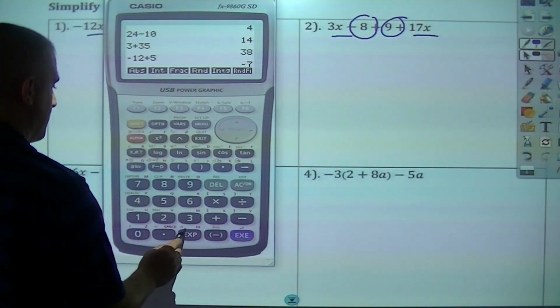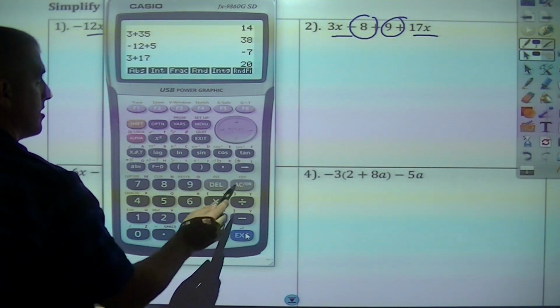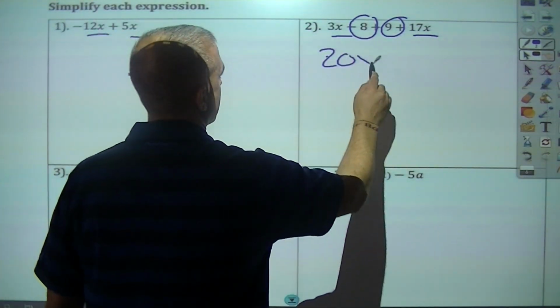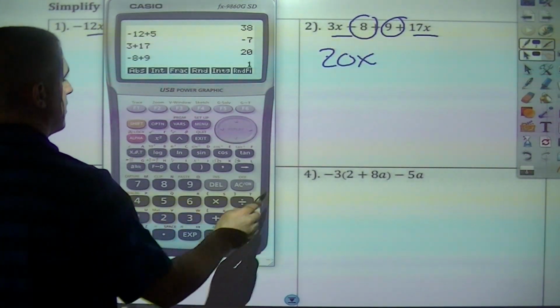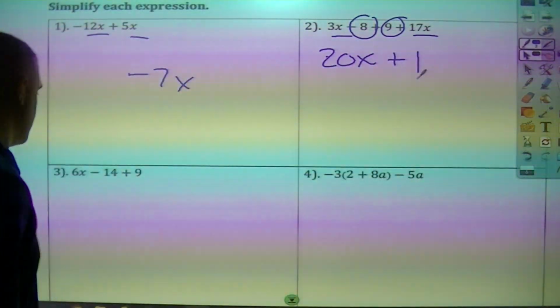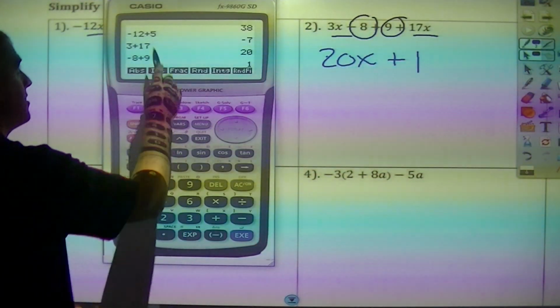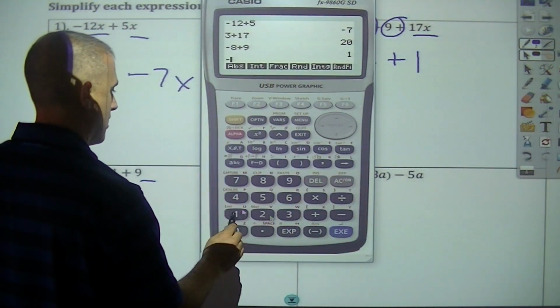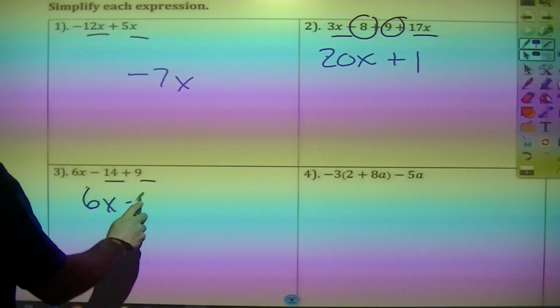So 3 plus 17 is 20, so 20x. Negative 8 plus 9 is 1. Here the other like terms are negative 14 and 9. That's negative 5. The 6x would just drop down.